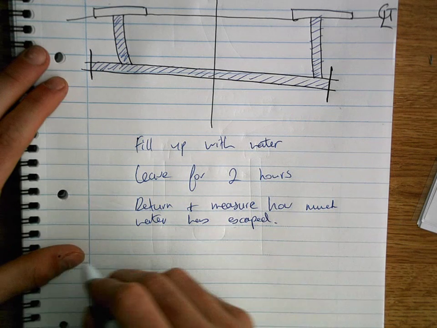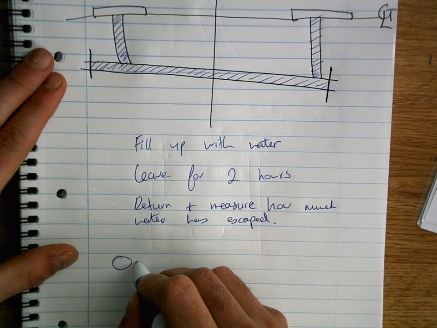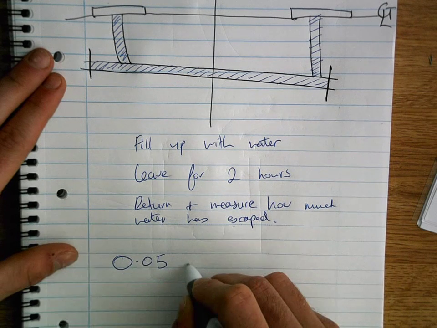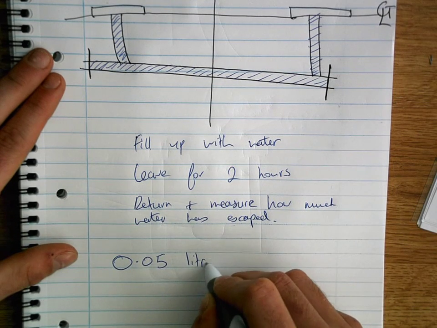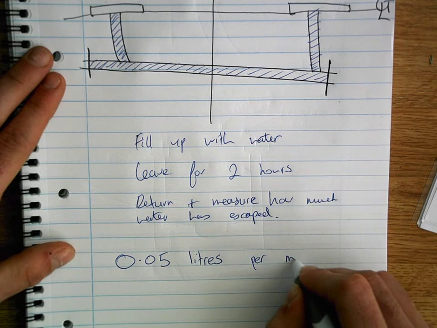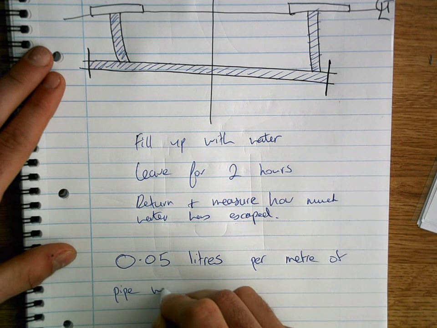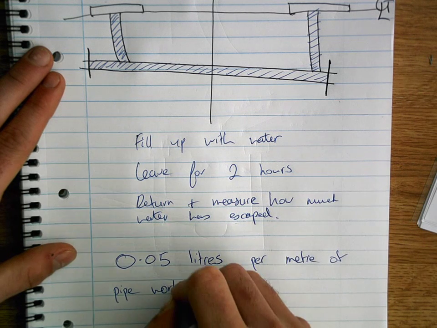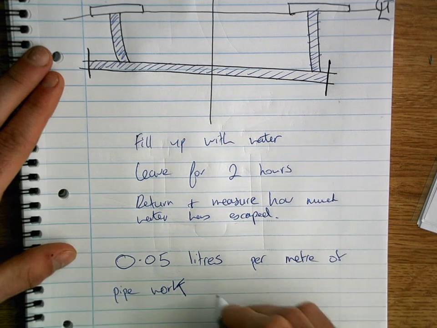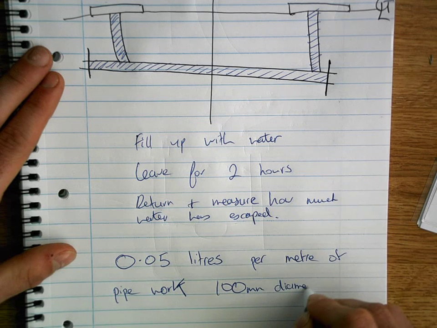would be, and this is going by kind of standard building regulations, so an acceptable amount would be 0.05 litres, so 5 millilitres basically, per metre of pipe work. Okay, and the typical pipe work you're talking about would be your 100mm diameter pipe for wastewater.